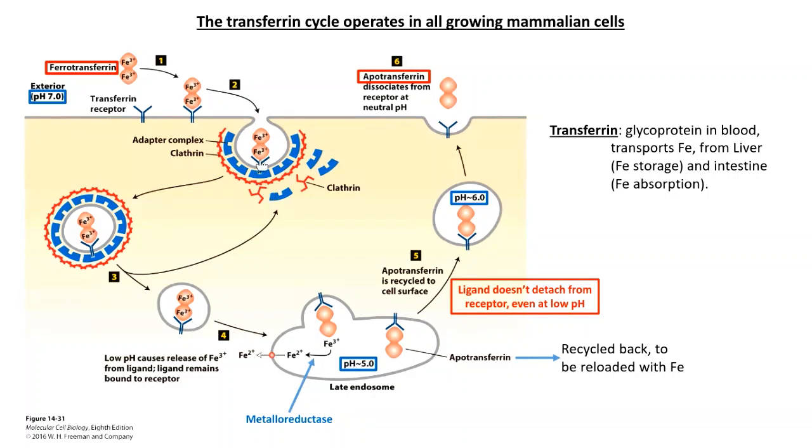Formation of AP2 clathrin coat, transferrin receptor, late endosome, metalloreductase reduces the Fe3 to Fe2 plus ions. Okay, and what else? The receptor and ligand both together get released back to the cell surface.